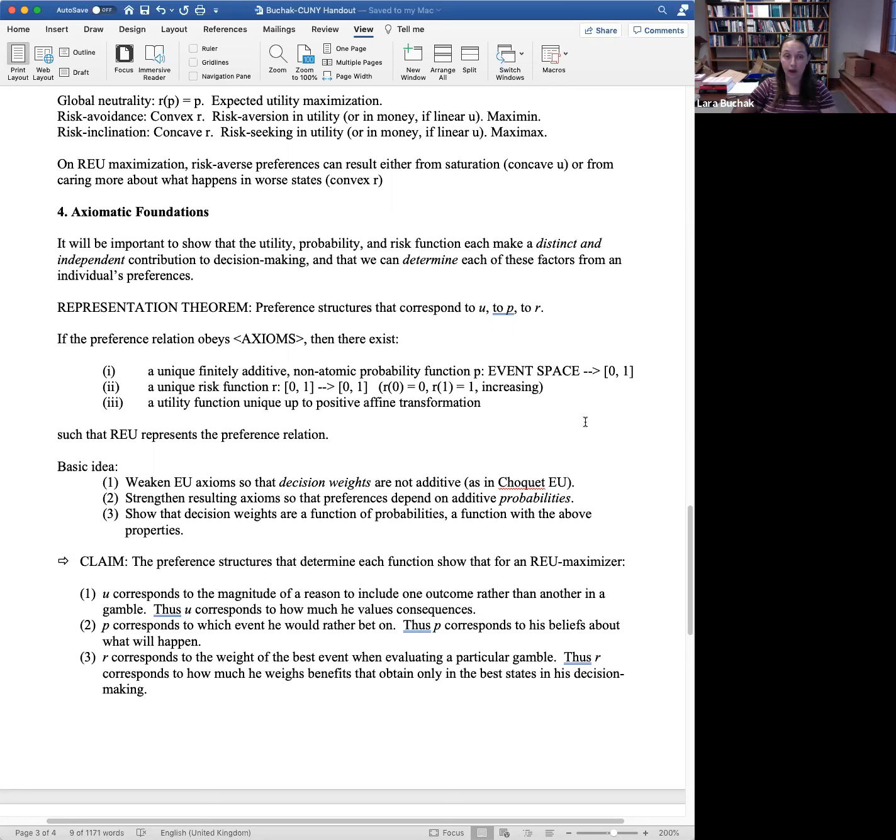Happily, I have a representation theorem for risk-weighted expected utility theory that allows us to extract your utility function, your probability function, and your risk function. So we're going to be able to see the separate contribution that your utilities or values, your probabilities or beliefs, and your risk function, or your attitude towards taking the means to your ends, each make to your preferences.